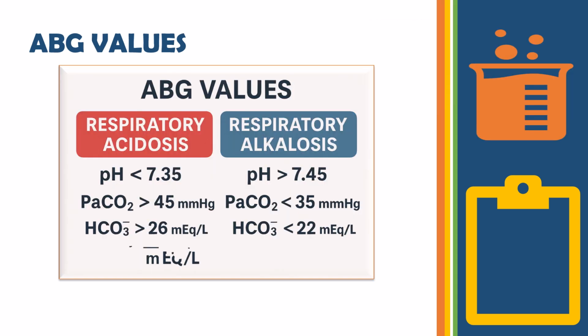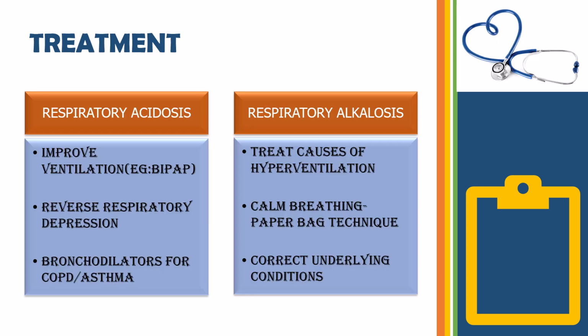ABG values: respiratory acidosis will have pH obviously less than 7.35. PaCO2 will be more than 45 mmHg. Bicarb will be more than 26 mEq per liter. In alkalosis, pH will be more than 7.45, the exact opposite of all. PaCO2 will be 35 mmHg and below, and bicarb will be 22 and below.